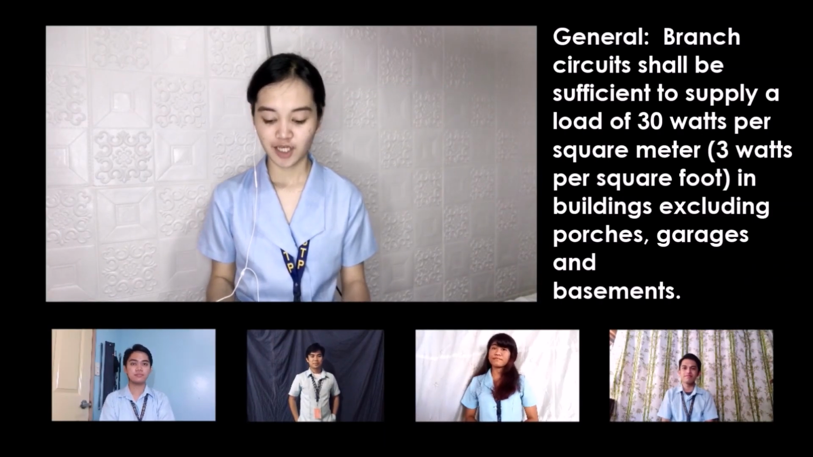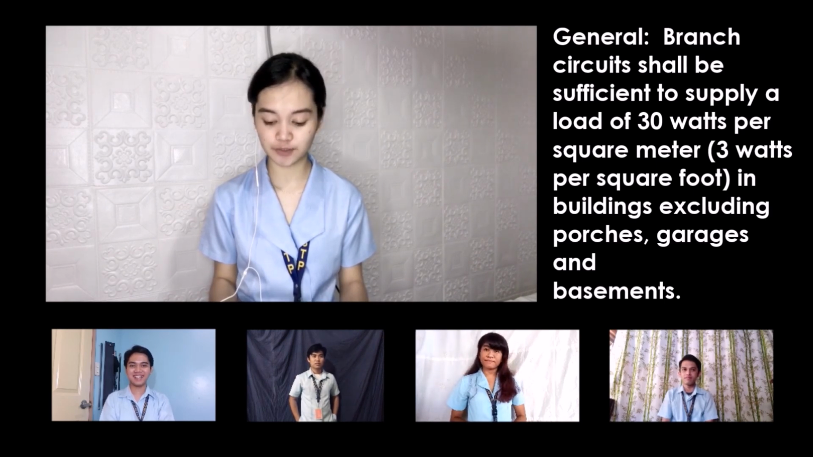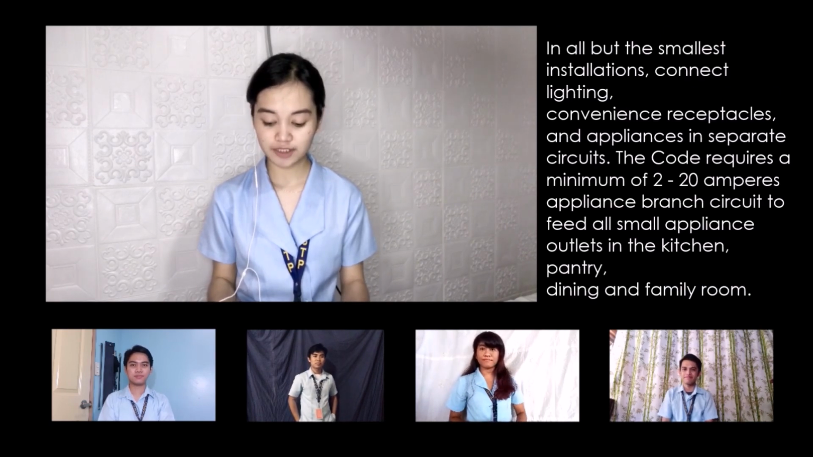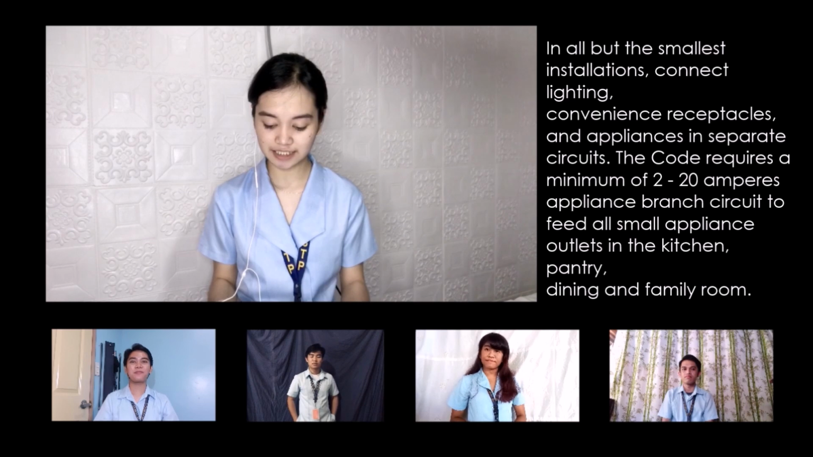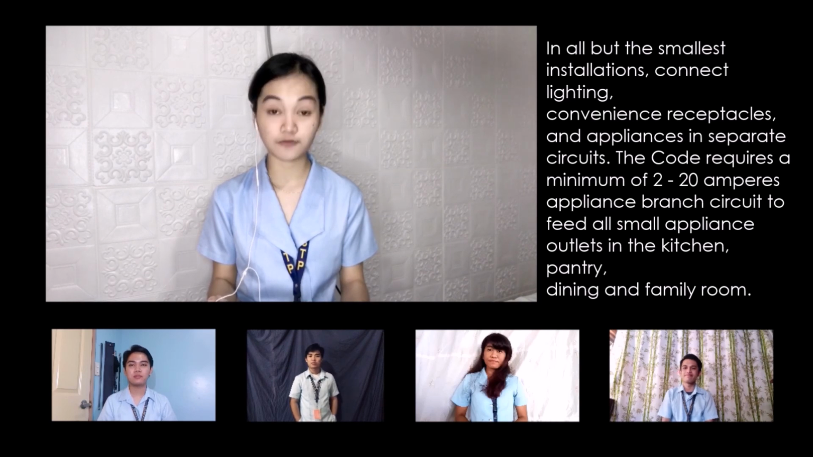Number 1. Branch circuits shall be sufficient to supply a load of 30 watts per square meter in buildings, excluding porches, garage, and basements. Number 2. In all but the smallest installations, connect lighting, convenience receptacles, and appliances on separate circuits. The code requires a minimum of 2 20-ampere appliance branch circuits to feed all small appliance outlets in the kitchen, pantry, dining, and family room.